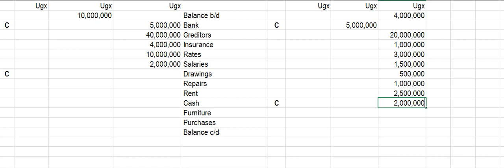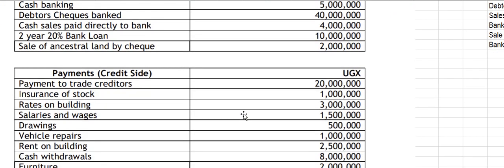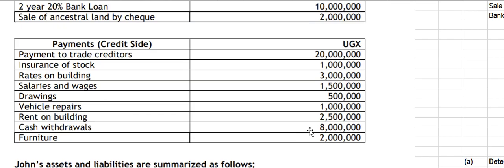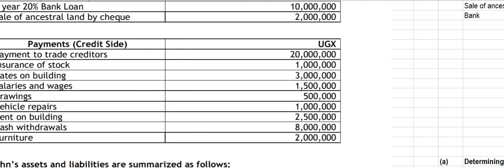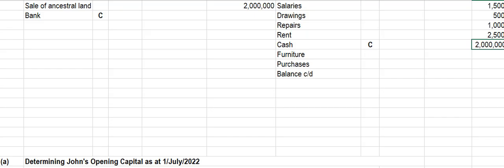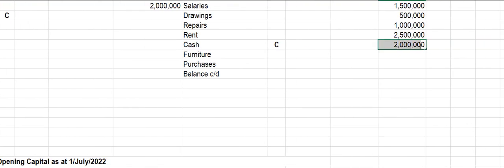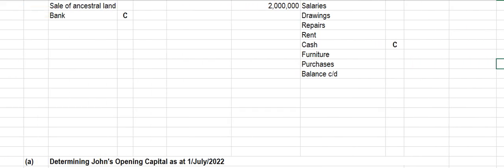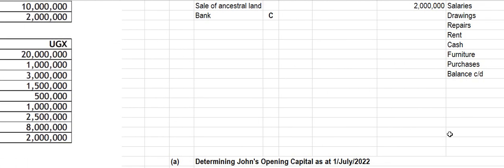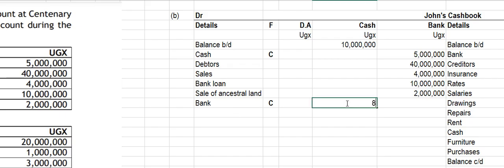I think I have not yet recorded this. Furniture, drawings 500, we already entered this. Then cash withdrawals 8. I need to record this on the credit. Furniture is supposed to be 2 million. Then that 8 million is a contra, the cash that was withdrawn. So our bank reduced simply because of that withdrawal. Of course, you come on the debit, cash book, bank, then you record that in the cash column. Cash was withdrawn from the bank. So cash increased, but then the amount of the bank account reduced.